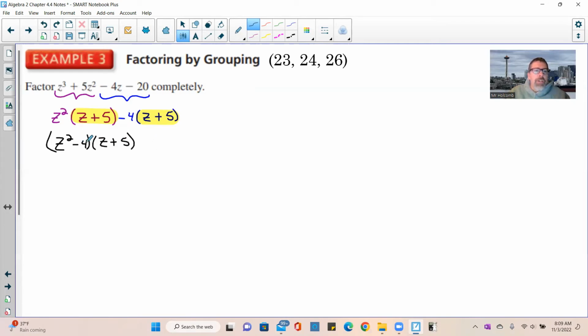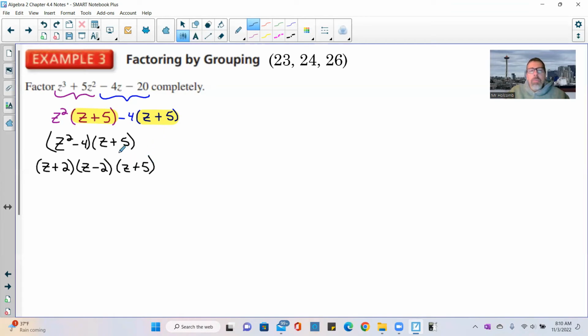Okay, so it's z squared minus 4 times z plus 5, but I'm not done. z squared is a perfect square, 4 is a perfect square, and it's minus, so that's the difference of squares. And the difference of squares is the square root of the first term plus the square root of the second term times the square root of the first term minus the square root of the second term. And then this z plus 5 comes down for the ride. Okay, so this factored completely is z plus 2, z minus 2, and z plus 5.